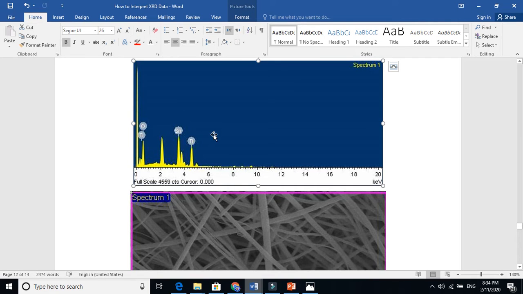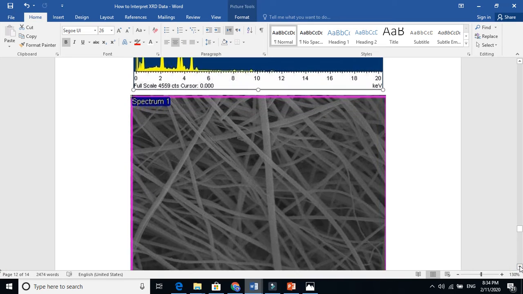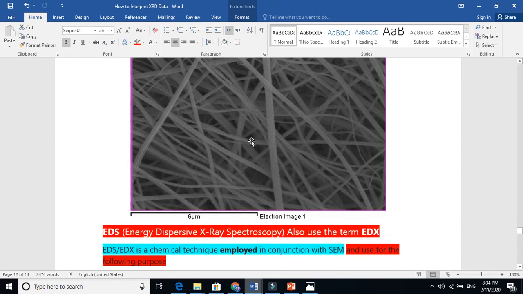For example, if you synthesize something and you want to know what kind of elements are there, you can see the titania peak, the Sn peak, and the oxygen peak. Basically, you choose the surface of a powder or a nanostructure, and you take the spectrum. EDS is energy dispersive X-ray spectroscopy. Sometimes it is called EDX and sometimes EDS.